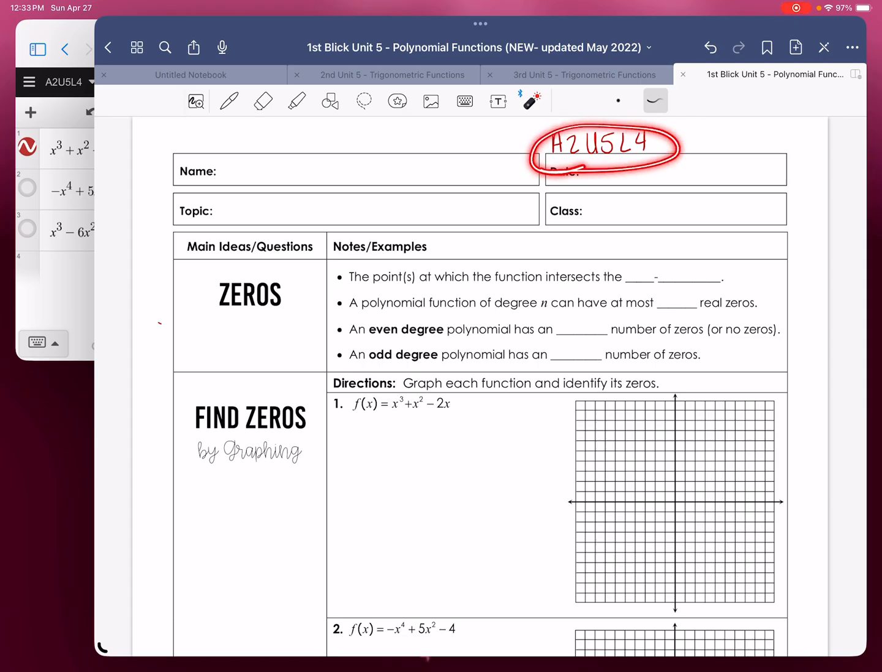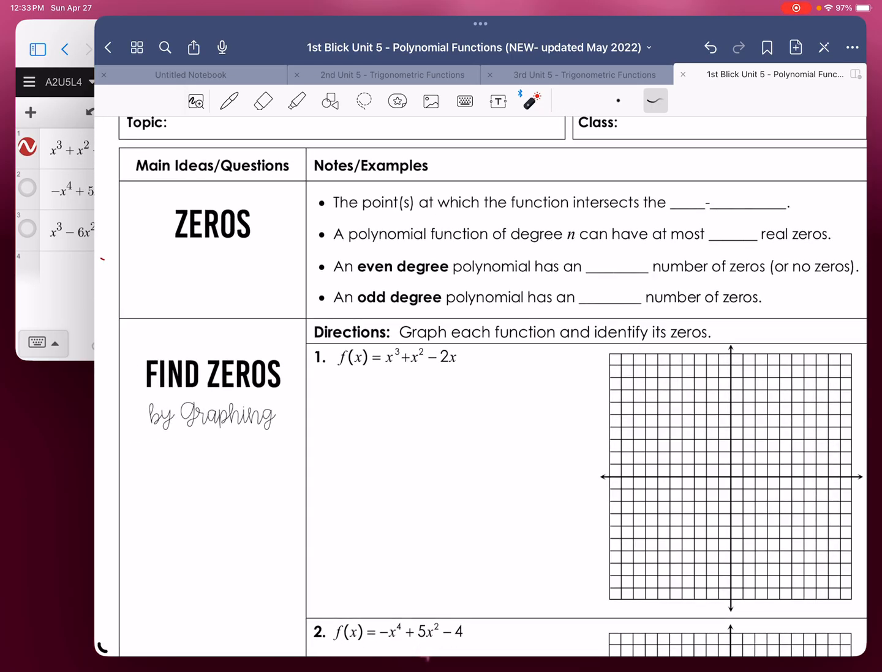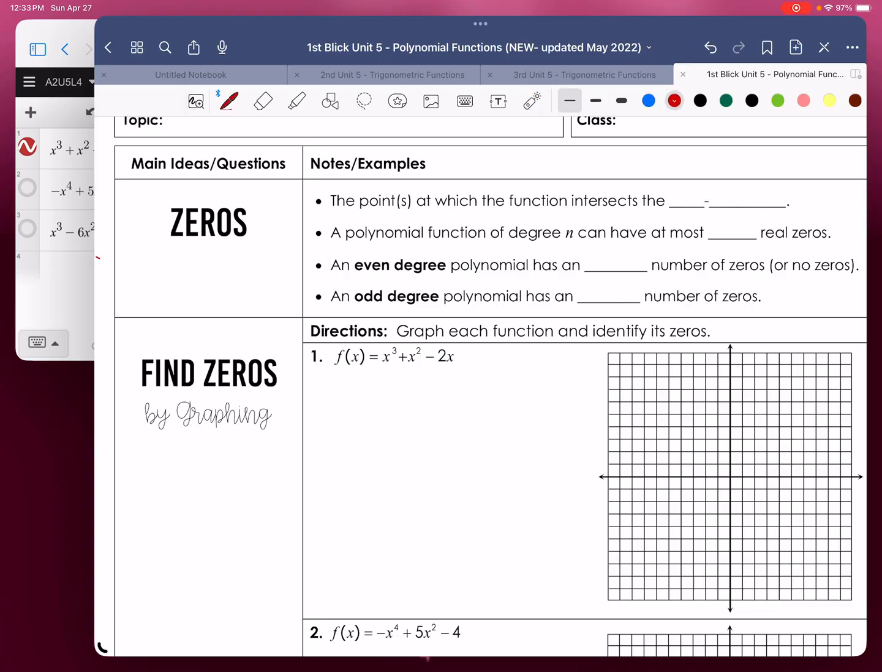This is lesson A2U5L4, and we're going to talk about zeros of polynomials in this. So first of all, what is a zero? Well, a zero is the point at which the function intersects the x-axis. So what that's going to look like on a graph, wherever your graph is, we want to know the points where your graph crosses just the x-axis, not the y, just the x.